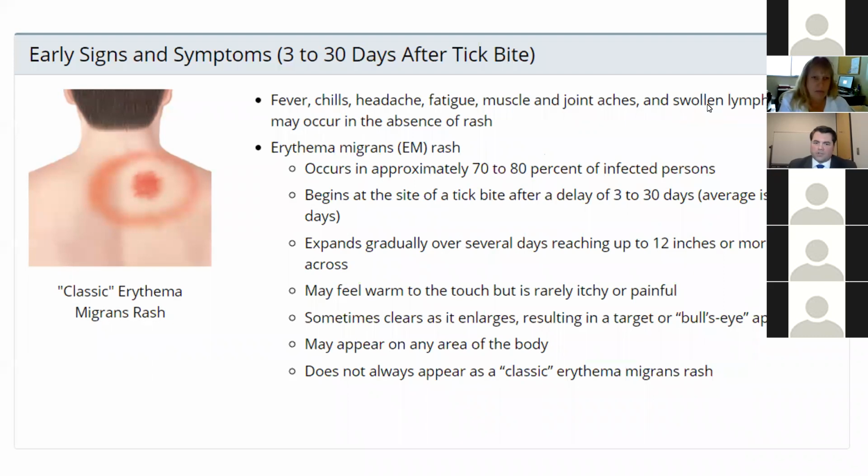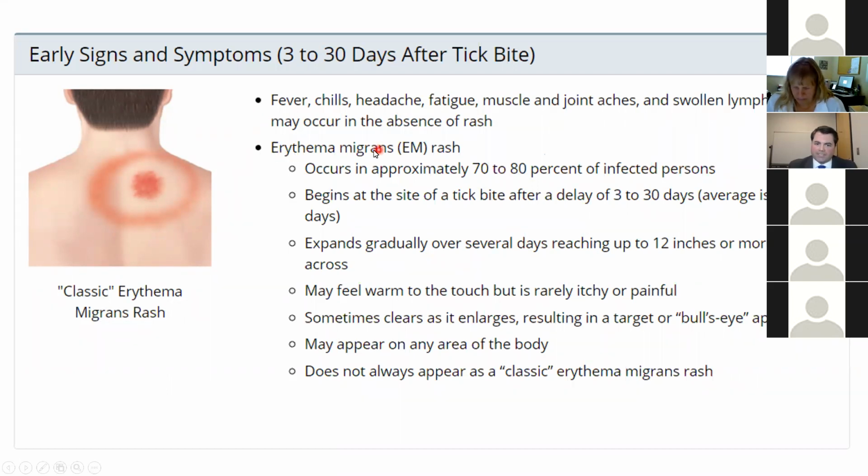So when it comes to Lyme disease, there are early signs and symptoms, 3 to 30 days after a tick bite. And then there's early disseminated and late disseminated. So the early signs, 3 to 30 days after the tick bite: fever, chills, headache, fatigue, muscle and joint aches. These are often things that people may complain about, but it can be very confusing if patients are coming in with things that may not be pointing to Lyme disease right off the bat.